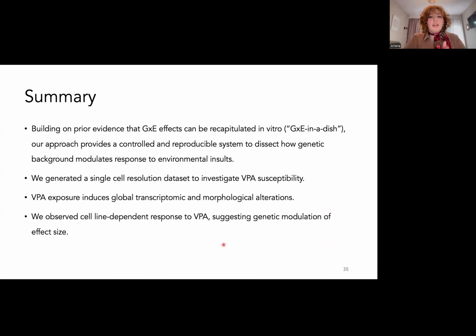So in summary for this section, building on prior evidence, the GxE effects can be recapitulated in vitro, what we've been calling GxE in a dish. Our approach provides a controlled and reproducible system to dissect how genetic background modulates response to environmental insults. We have generated a single cell resolution dataset to investigate valproic acid susceptibility. VPA exposure induces global transcriptomic and morphological alterations, and we observe cell line dependent response to valproic acid, suggesting genetic modulation of effect size.